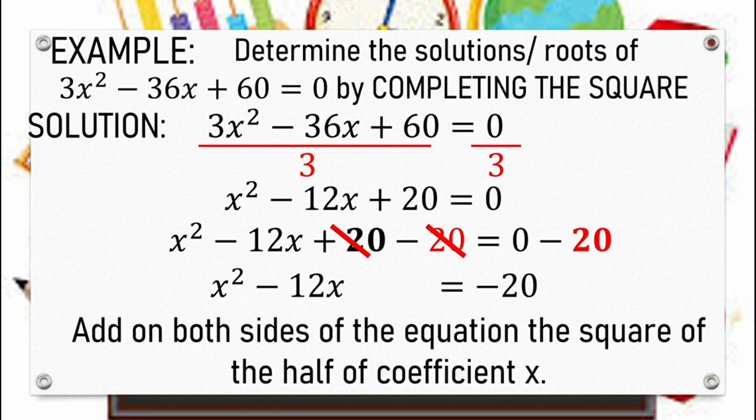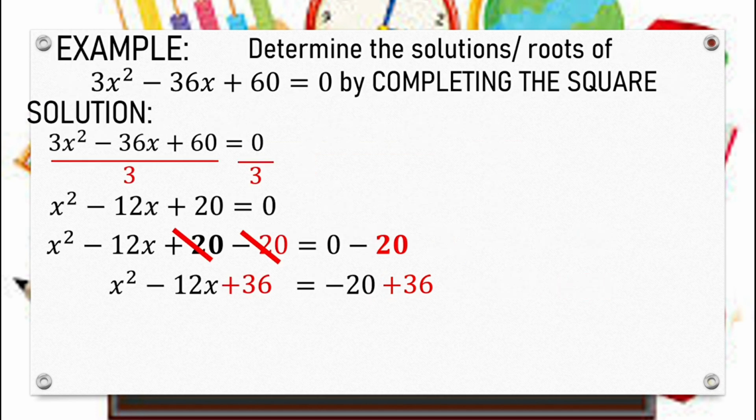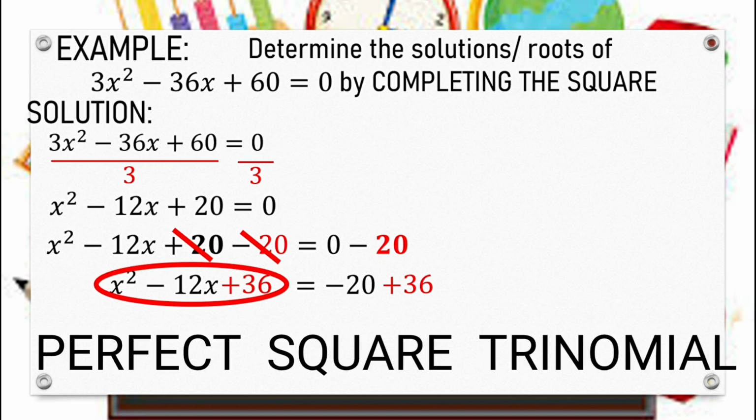Then, we will add to both sides of the equation the square of the half of coefficient x. In this certain example, our x has a numerical coefficient of negative 12. So, half of negative 12 is negative 6. Squaring it, that is 36. And it will be added on the left and right side of our equation, making x squared minus 12x plus 36 a perfect square trinomial.